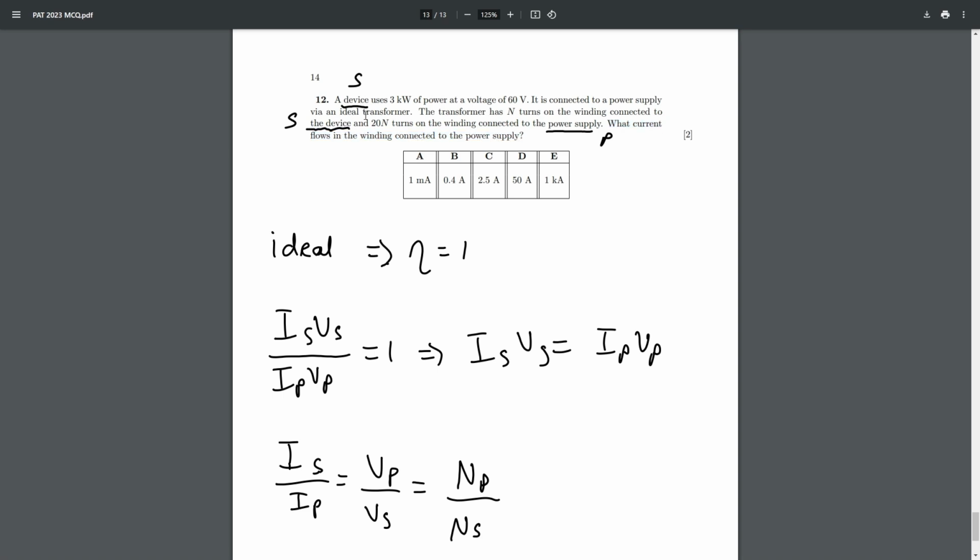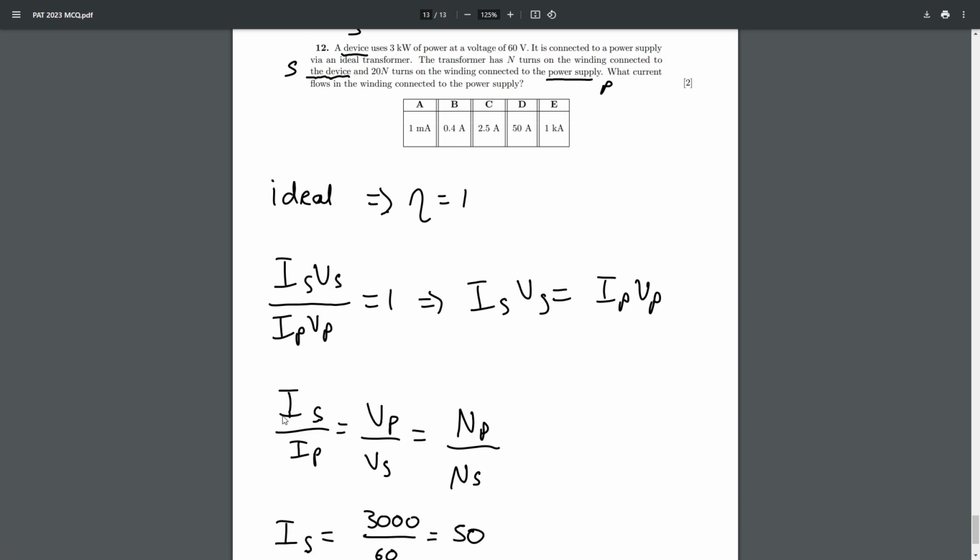So we are told the transformer is ideal, which means its efficiency, which you can use this Greek eta sometimes to represent, is 1. And all that means is the output power, which is the secondary current times the voltage across the secondary, is equal to the input power, which is I primary V primary, which means IS VS is IP VP. So then we get the secondary current divided by the primary current is the primary voltage divided by the secondary voltage, which we know is the number of turns on the primary divided by the number of turns on the secondary.